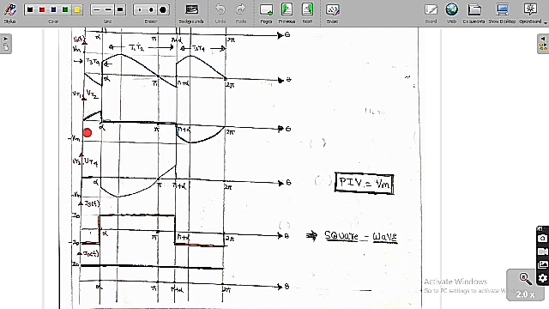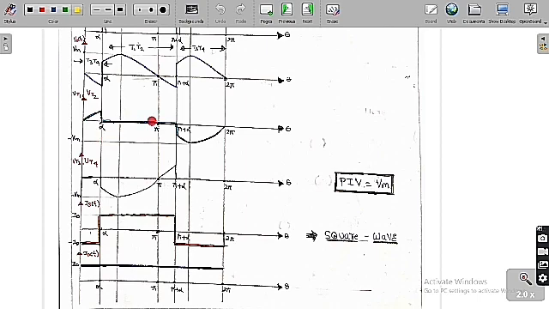I have already told you that from 0 to alpha, T1 and T2 are in the forward blocking mode, meaning they are open circuit. T1 and T2 are not even triggered. At this condition, T3 and T4 are conducting, so there will be zero voltage across them. Now if you apply KVL, we get VT1 equal to VT2 equal to Vs of t, in the forward blocking mode.